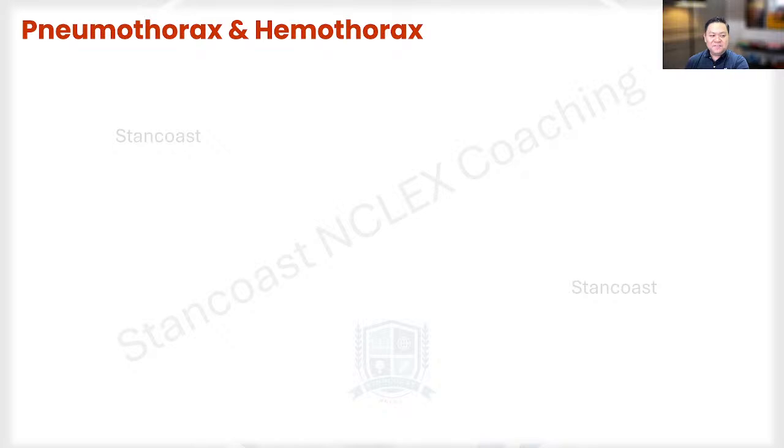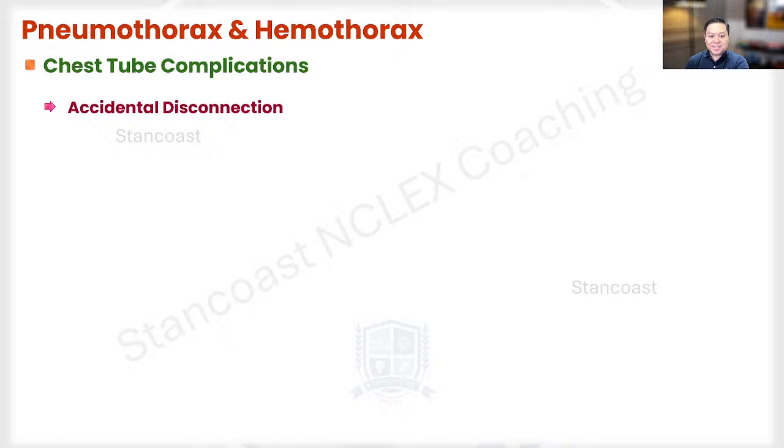So if there is an accidental disconnection, what are we going to do? Well, we are going to instruct the patient to exhale and also to cough, and this is going to facilitate expelling the air from the pleural space. All right, so again, you're going to instruct the patient to take a deep breath and cough to allow the air to get expelled from the pleural space.